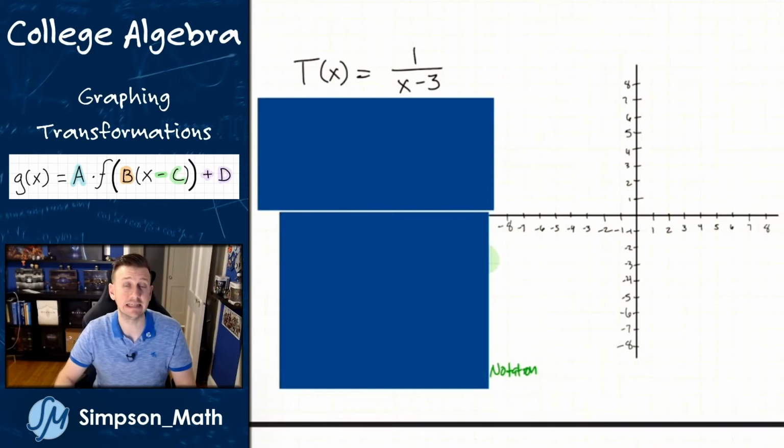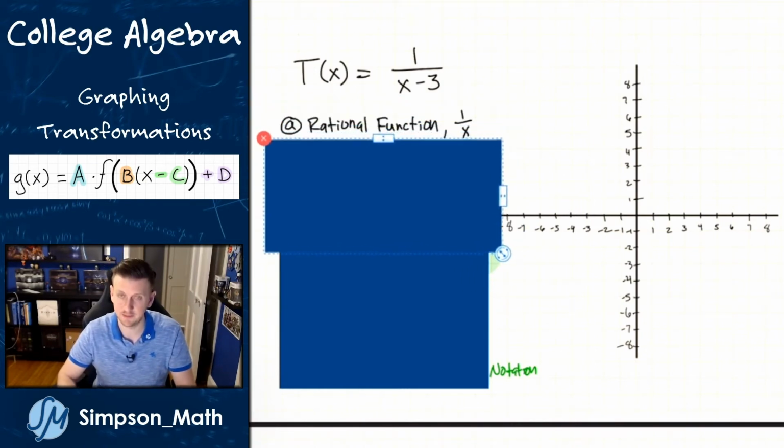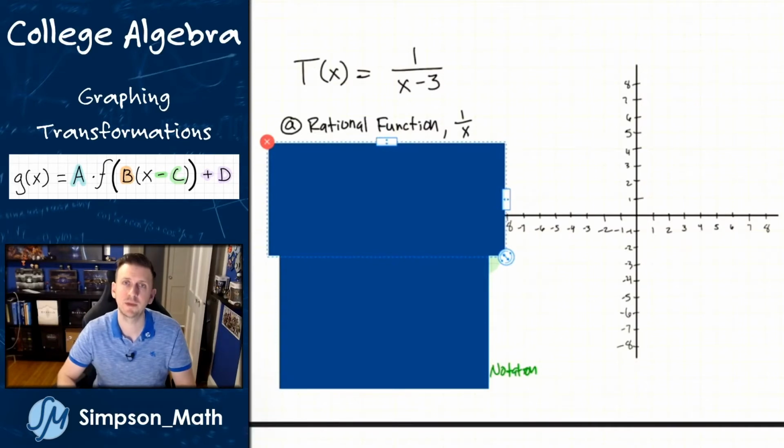All right, let's take a look at t of x, which is 1 over x minus 3. So first up, what's our parent function with this? Well, our x is in the denominator of a fraction, so that must mean that it's the rational parent function, 1 over x. And then that minus 3, is that minus 3 adding or multiplying? Well, it's adding, or I'm adding a -3.